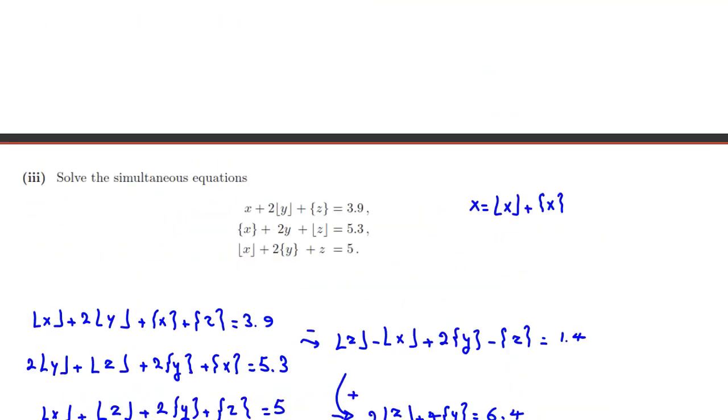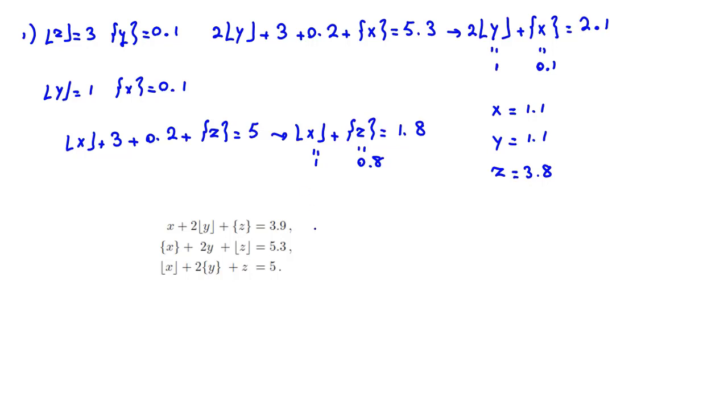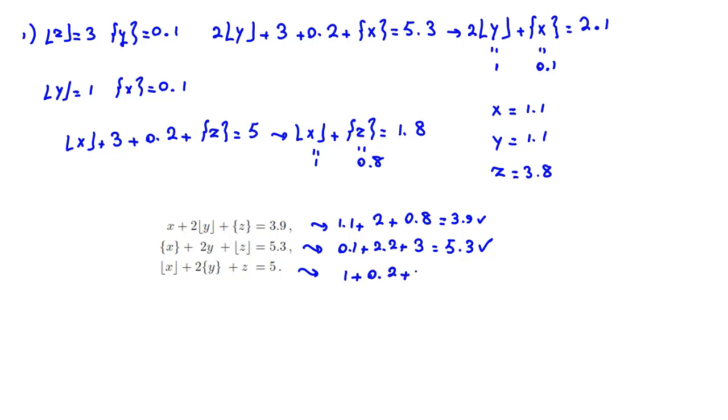Now let's consider our three equations. For the first one, x is 1.1 plus 2 times the integer part of y plus the fractional part of z, 0.8. If we add, it will be 2 plus 1, 3, 3.9. The first one is correct. Second one, the fractional part of x is 0.1 plus 2 times y, which is 2.2, plus the integer part of z, which is 3. 3 plus 2, 5, 5.3, which is correct again. Third one, the integer part of x, which is 1, plus 2 times the fractional part of y plus z, which is 3.8. It's 4, it's 5, so it's correct. So one answer is these x, y, and z.